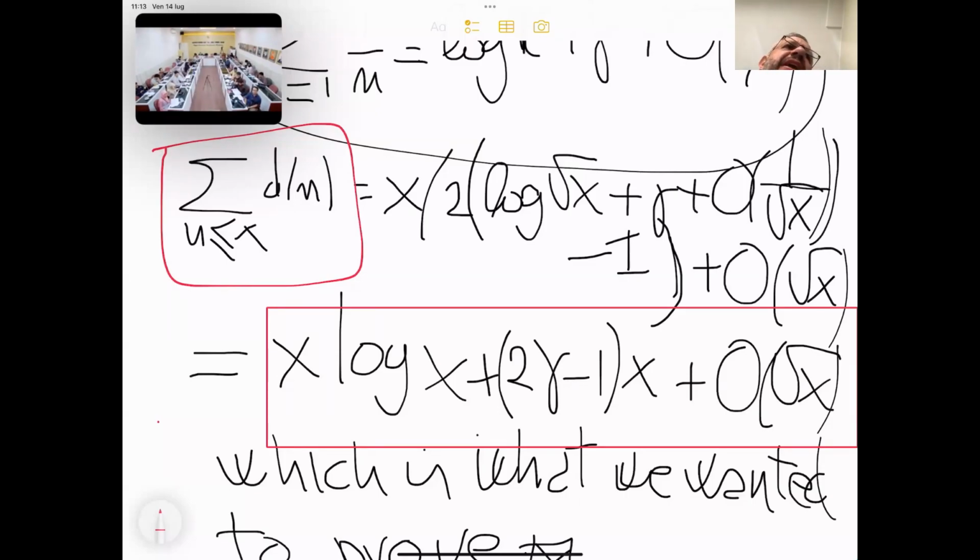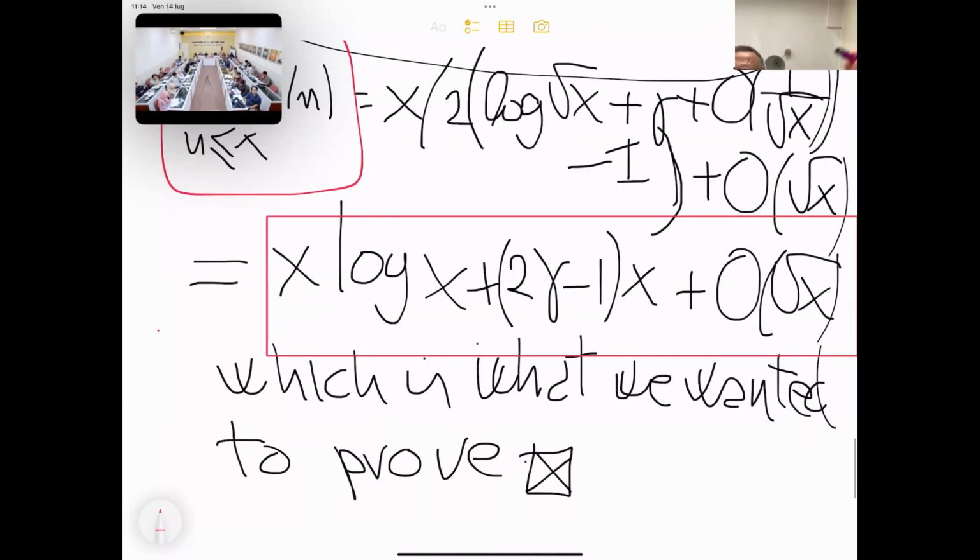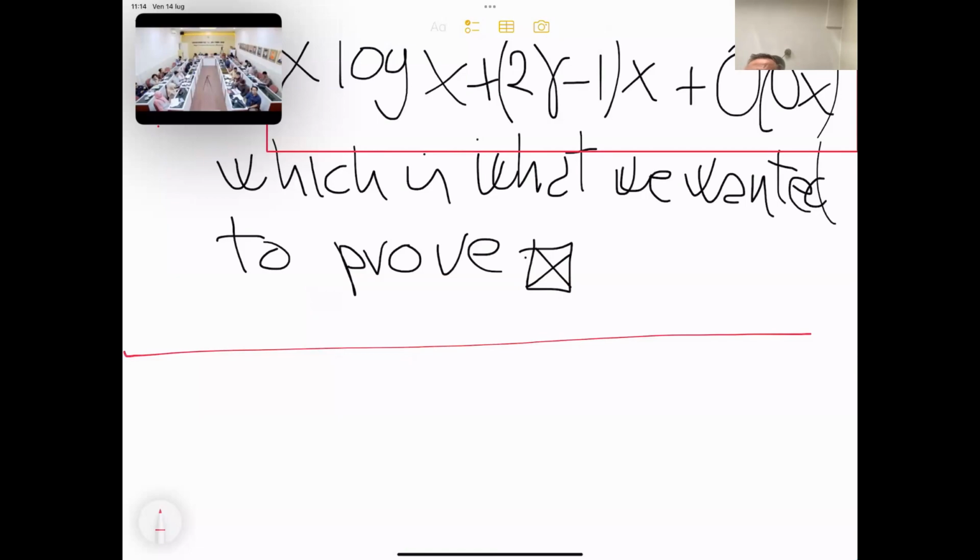Okay, then I want also to state another theorem, which I don't want to prove. The proof is not too complicated. It goes along the same line, but it's nice to see. So another theorem without proof.